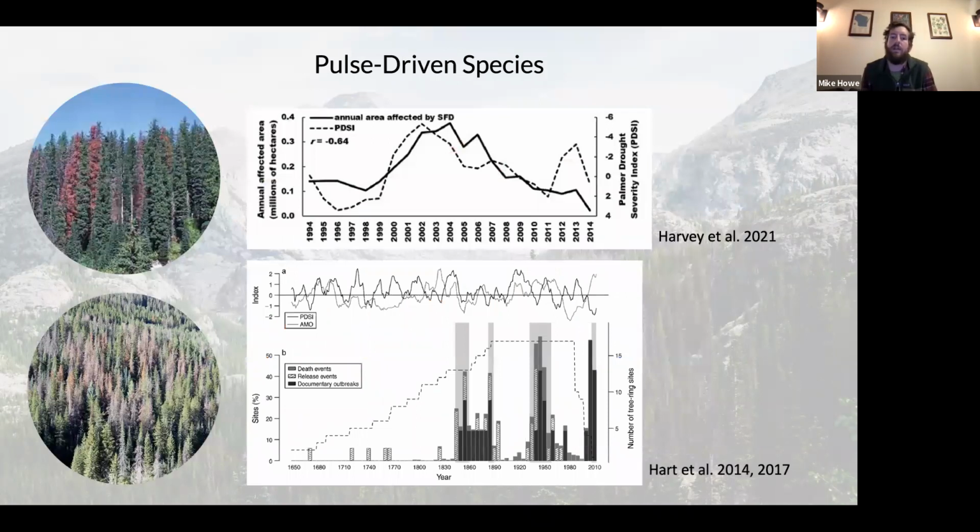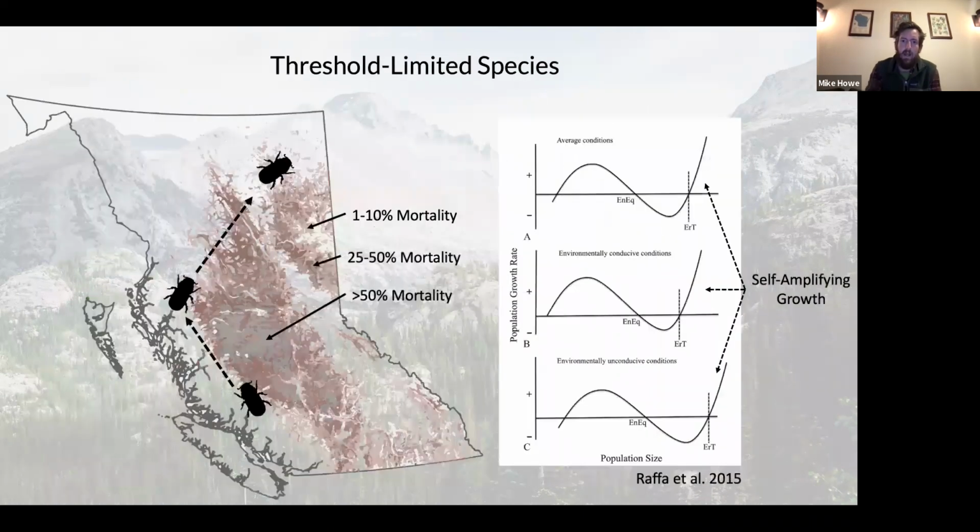Secondly, we have pulse-driven species, and these include things like western balsam bark beetle up top here, and spruce beetle in some places on the bottom here. And we like to define these as insects that erupt in response to an increase in host resources. And so another good example might be the pinyon ips, where populations build up rapidly in response to drought or warming temperatures.